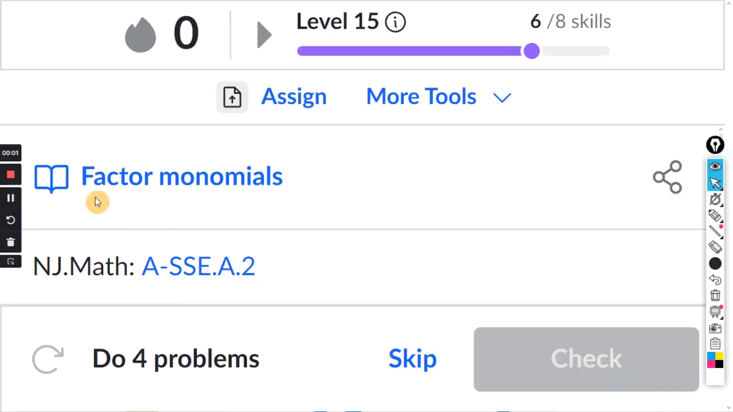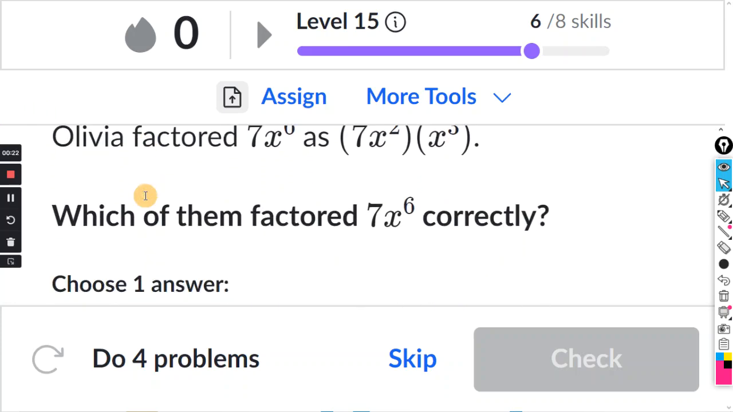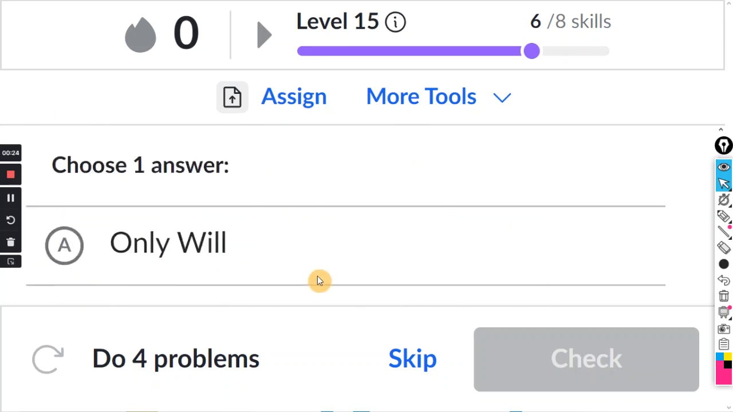This will be for the con exercise. Factor monomials. All right, it says Will factored 7x to the 6th as this right here, and Olivia factored the same thing, 7x to the 6th, as this right here. Which one of them factored correctly?